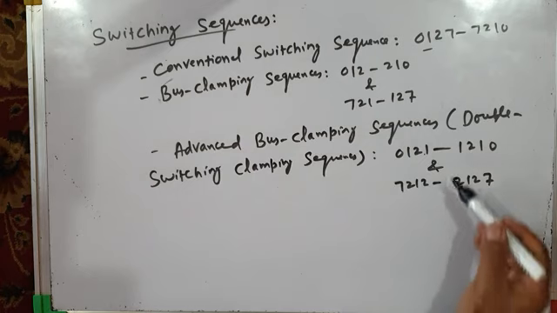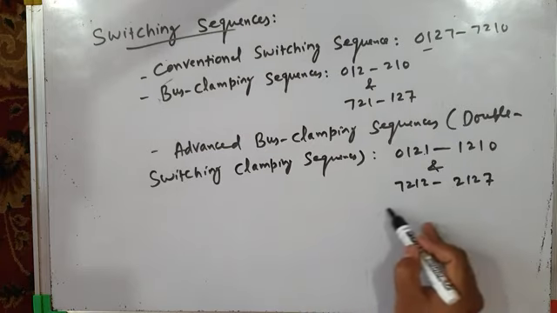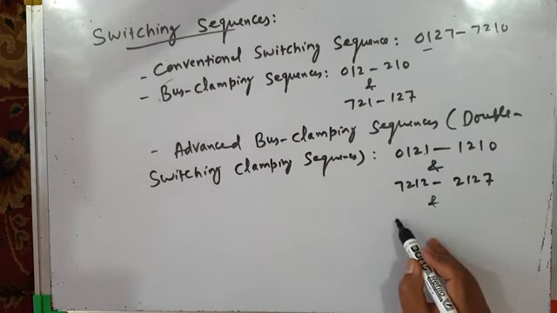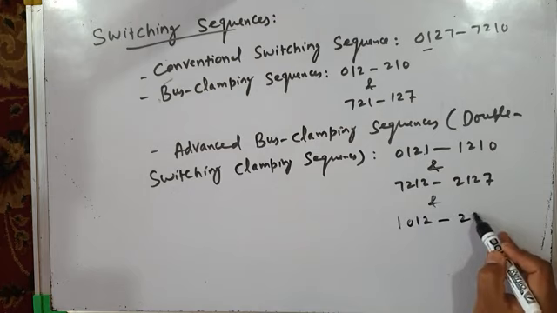Okay, and then based on this we have studied different types of advanced bus clamping techniques like 60-degree clamp, 30-degree clamp, and so on. And we have another type of advanced bus clamping sequence, which we have not studied earlier. That may be 1012. Okay, so that is 1012, 2101.